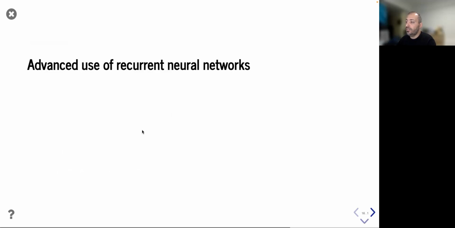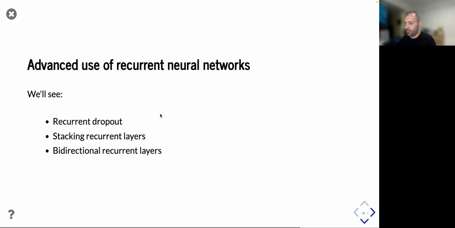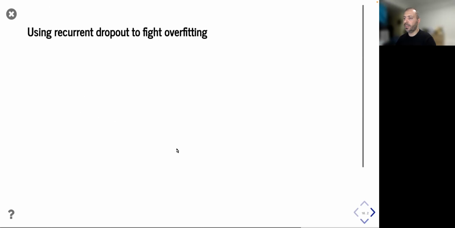Now, advanced use of the recurrent neural networks. So what we are going to see now in the next 15 minutes is, first of all, how we can apply dropout, because it's quite different than usually. How we can stack recurrent layers. We saw a dummy example, but we will see it on the actual data now. And also, what are these bidirectional recurrent layers? Now, let's start with the dropout.